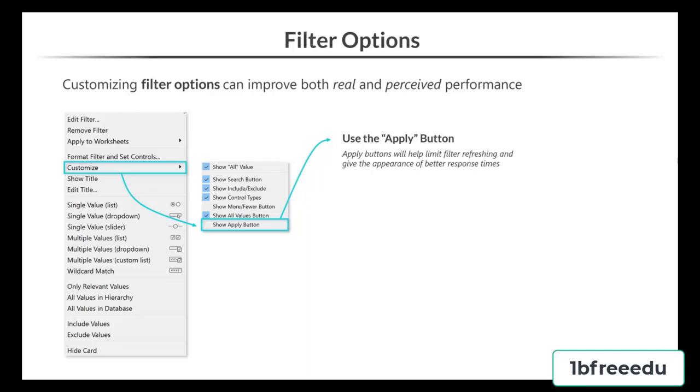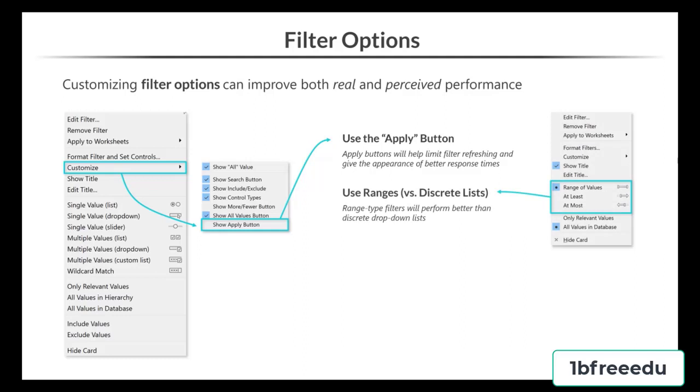Number two, without an Apply button, the dashboard will load each and every selection that the user makes on the filter. This can be tough for users who are investigating many different facets of the data rapidly. It will be much more advantageous if they can select a bunch of different options and then execute a query.